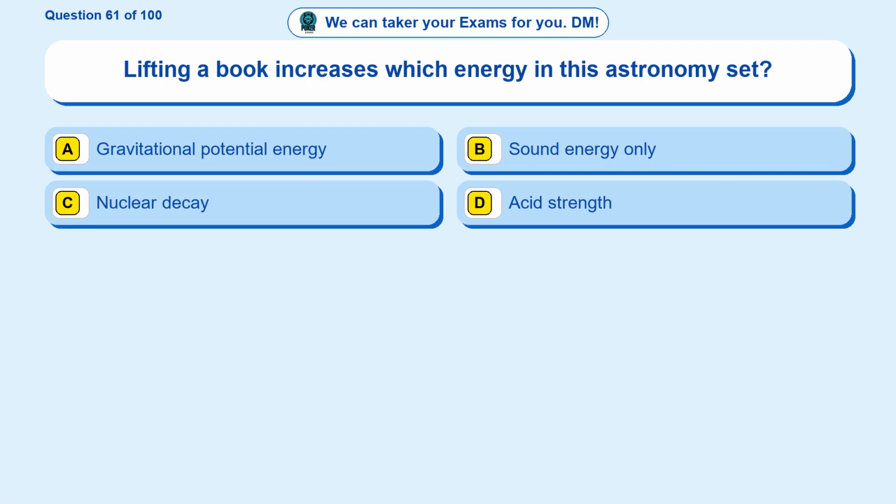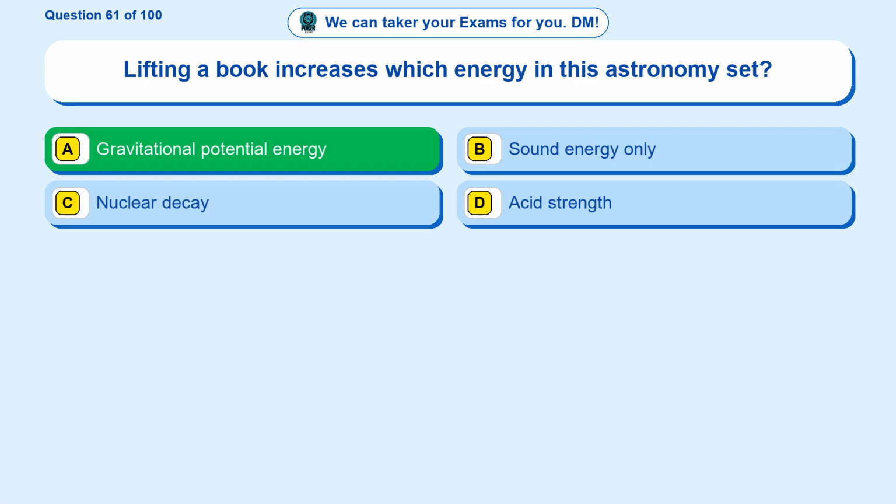Question 61. Lifting a book increases which energy in this astronomy set? Option A, gravitational potential energy. Option B, sound energy only. Option C, nuclear decay. Option D, acid strength. The correct answer is option A, gravitational potential energy.